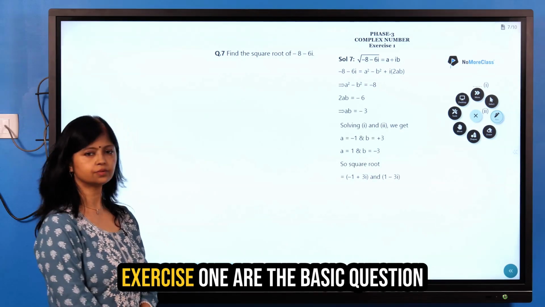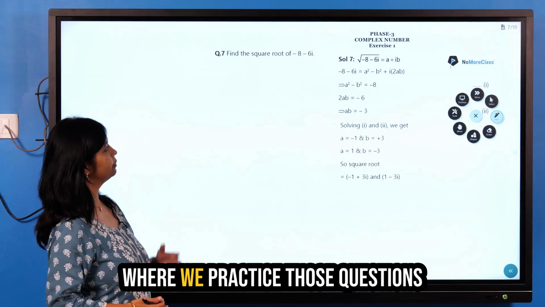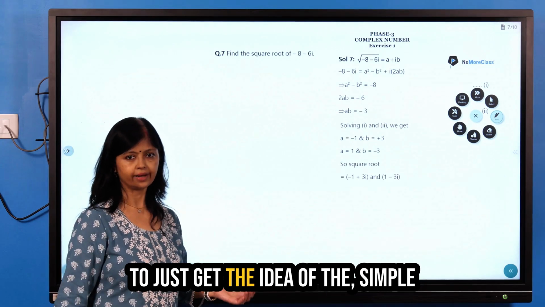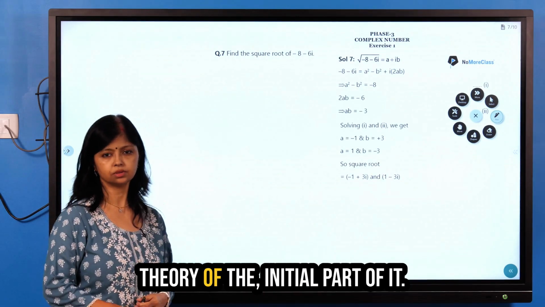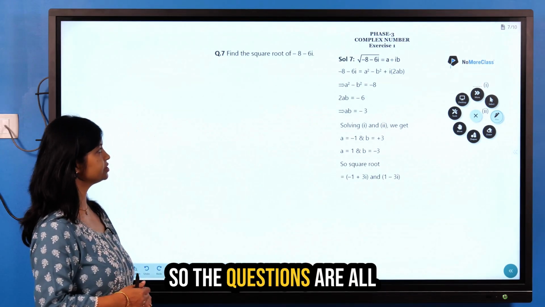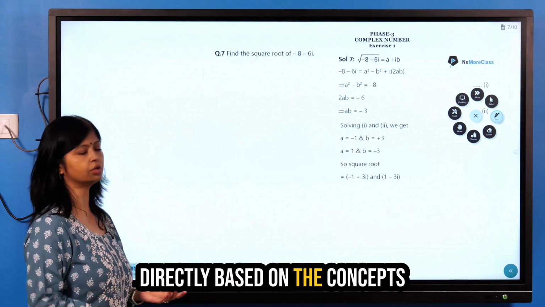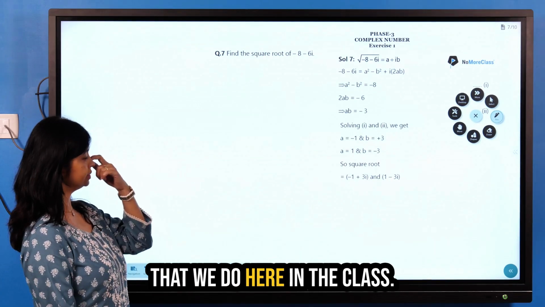Exercise 1 has the basic questions, where we practice to get the idea of the simple theory of the initial part. So the questions are all directly based on the concepts that we do here in the class.